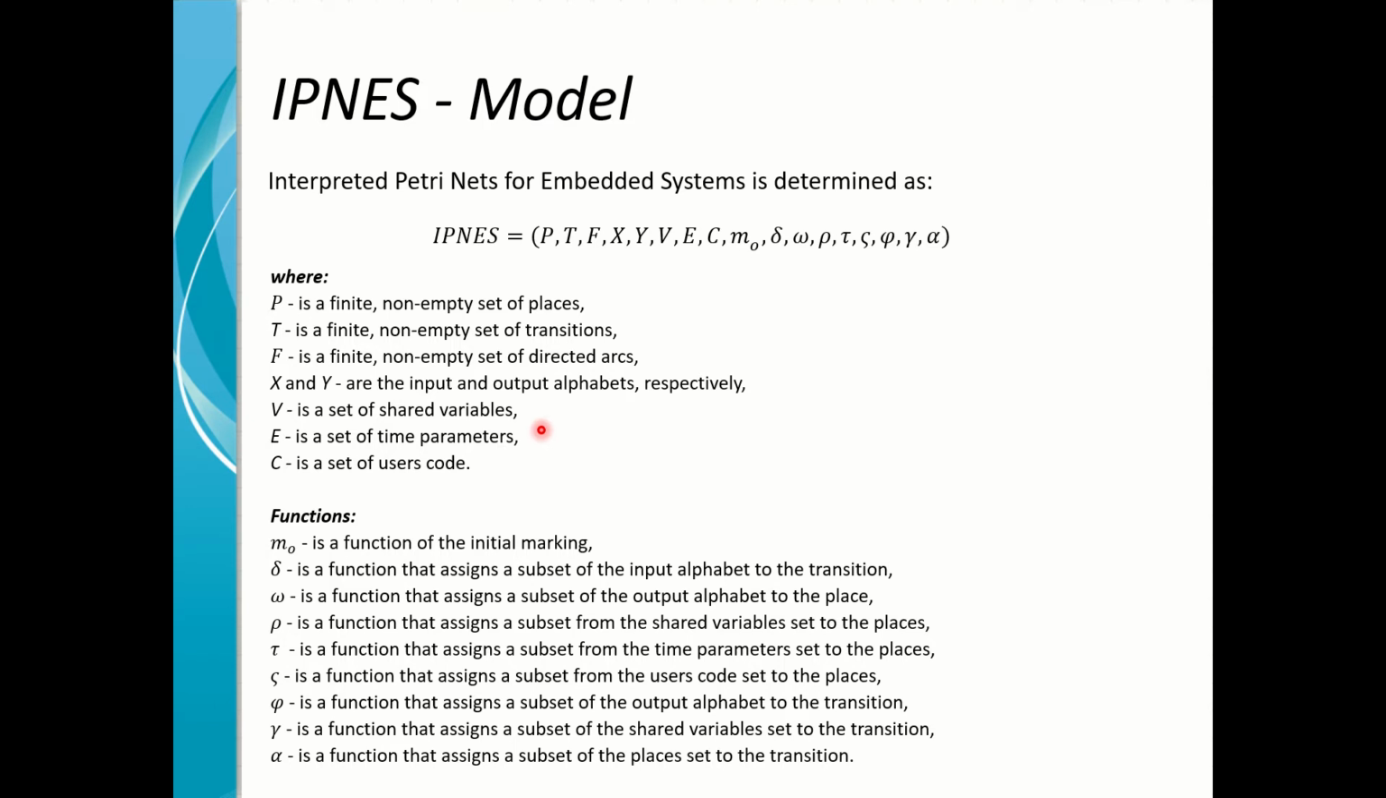The definition of the IPNES provides several functions like initial marking, assignation of the input alphabet to transitions, assignation of the output alphabet to the places, assignation of the shared variables to the places, time parameters to the places, user's code to the places, and outputs to the transitions, shared variables to the transitions, and finally places to the transitions. That's the main definition of the IPNES.